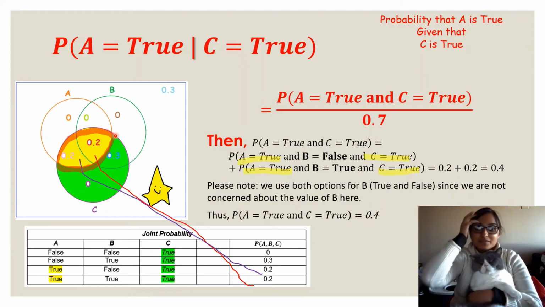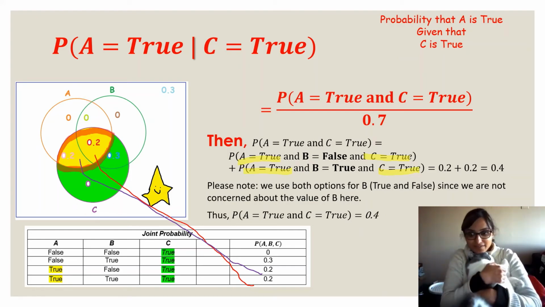If you have multiple variables beyond 3, if you have 4 or 5, 6, the only thing you have to care about is just this variable A and C. And you can vary across all the values of B, because B is not important here. You're just looking for A being true and C being true.